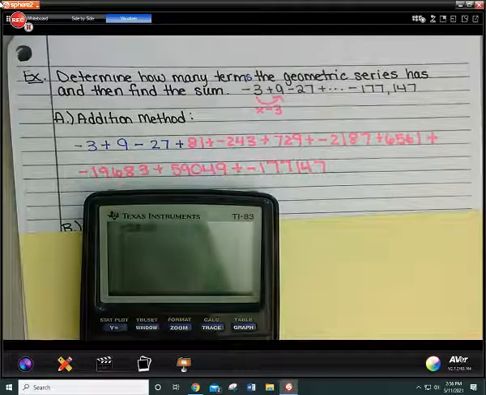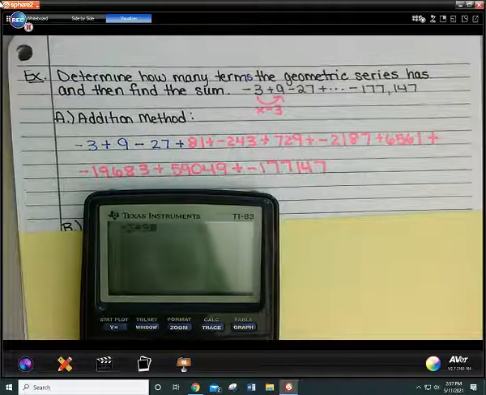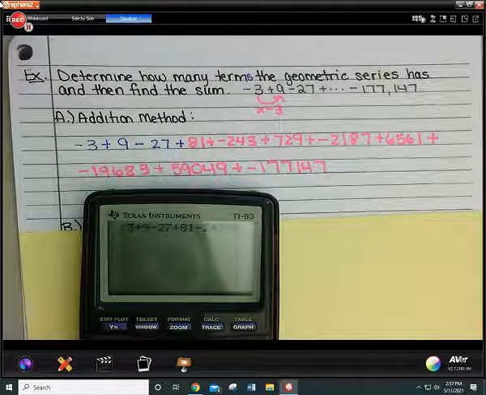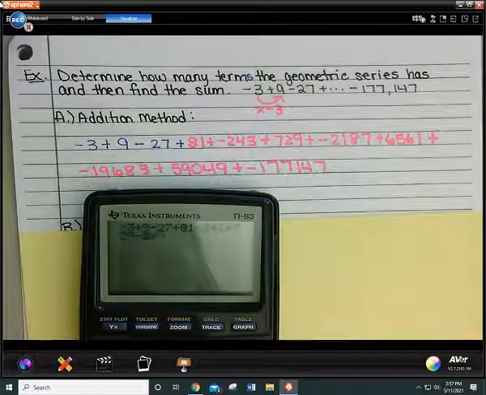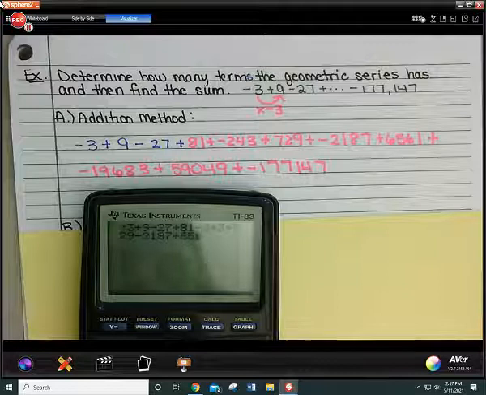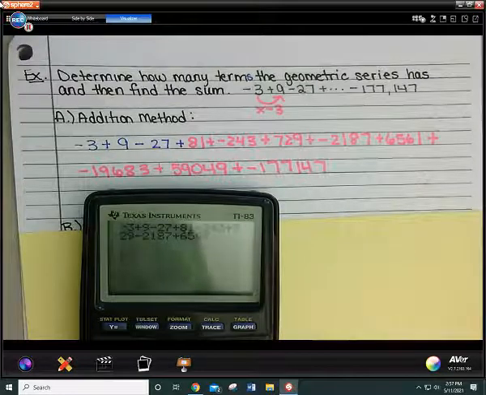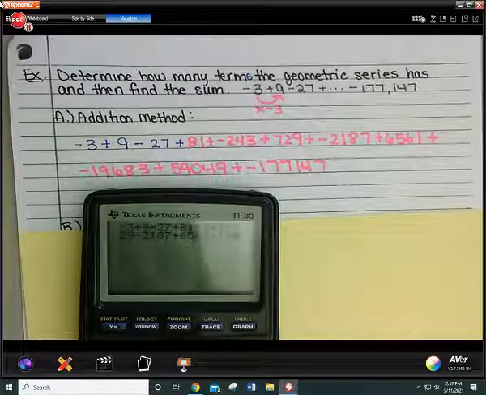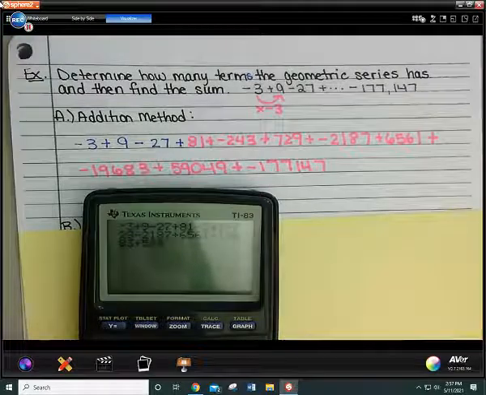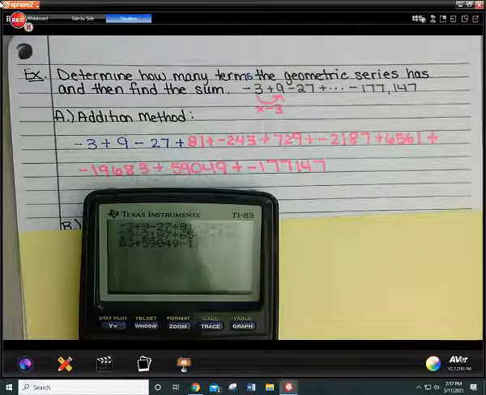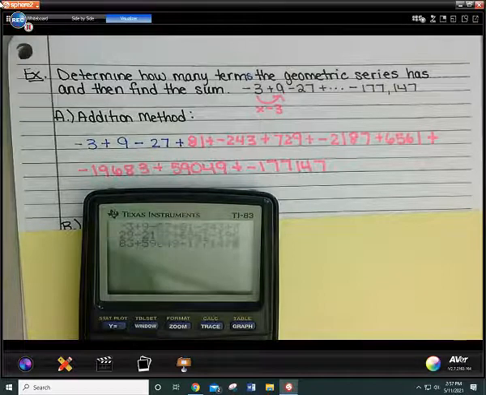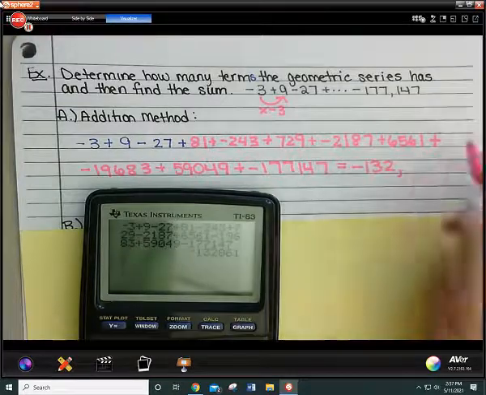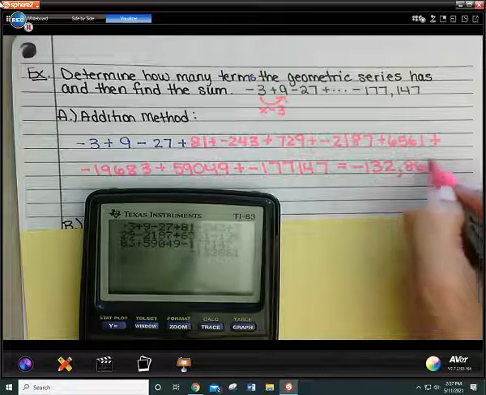So we're going to say -3 plus 9 minus 27 plus 81 minus 243 plus 729 minus 2,187 plus 6,561 minus 19,683 plus 59,049 minus 177,147. There we go. There's our total. -132,861.